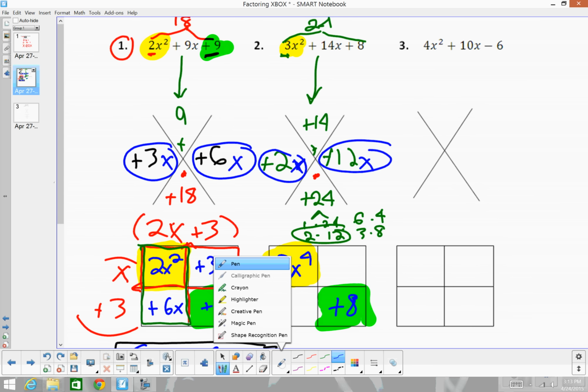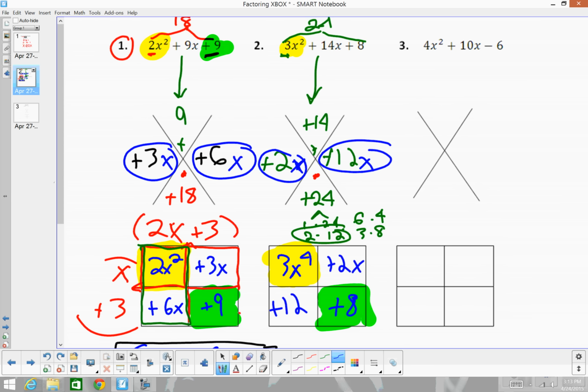I could plug them anywhere. So let's put positive 2x there and a positive 12x there. Now don't forget to use the x. Don't forget to carry that x. Okay, good. I'm just going to erase my factors a little bit so I have some more room, because remember my next step is to pull out the GCF. So let me pull out the GCF.